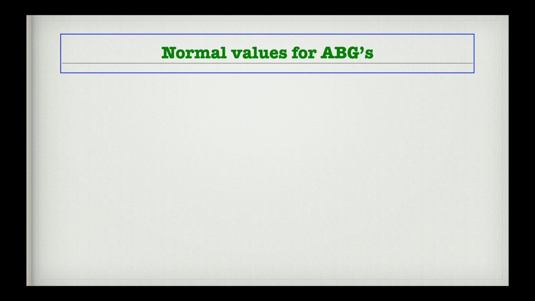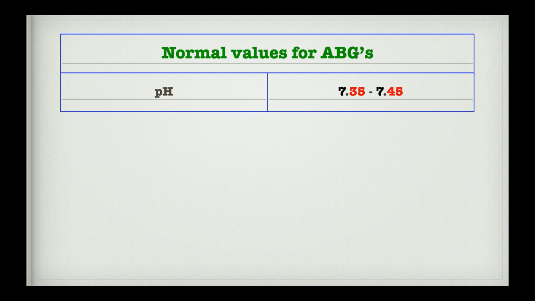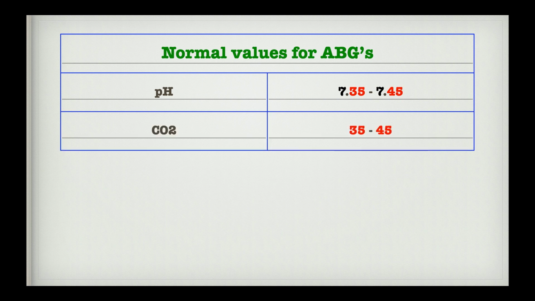Now, these are the components. Now let's quickly move ahead and see the normal values of the arterial blood gases. And so the pH, we have 7.35 to 7.45. This is the normal pH. Then we have the normal carbon dioxide, that's partial pressure of carbon dioxide, to be 35 to 45.